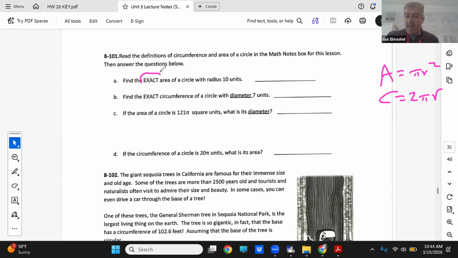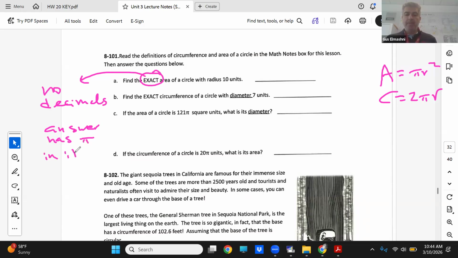So when we're asked to find the exact area, that means no decimals, all right? It means the answer has pi in it. This is page 32. So if you're asked to find the exact area of a circle with a radius of 10, I'm just doing pi times 10 squared, right? And what's 10 squared? Good. So you have 100 pi. And don't forget, there's no true units here, so I'll say units squared, units raised to the second power.